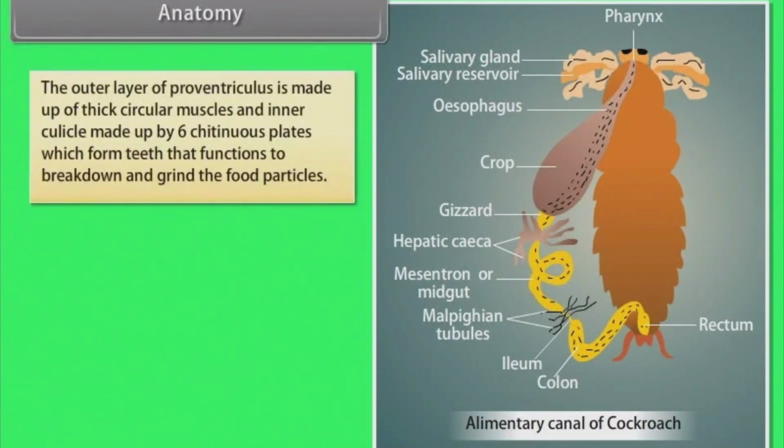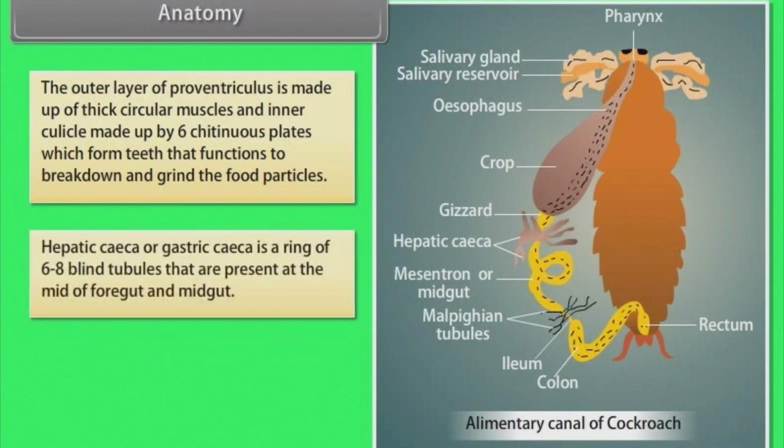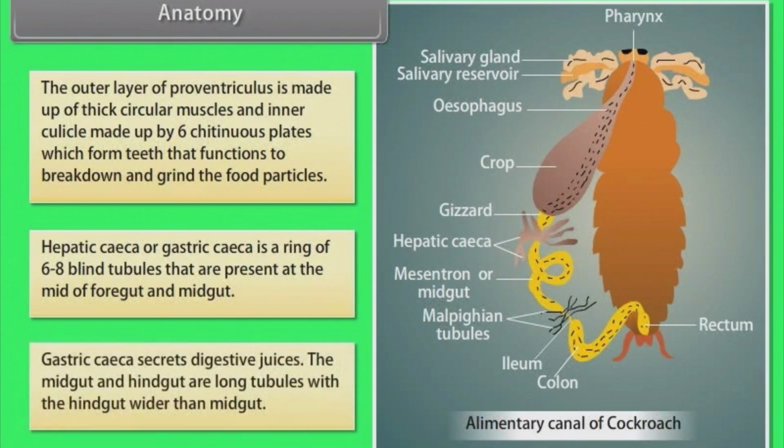The outer layer of the proventriculus is made up of thick circular muscles and an inner cuticle made up of 6 chitinous plates, which form teeth that function to break down and grind the food particles. The hepatic caecae or gastric caecae is a ring of 6 to 8 blind tubules present at the junction of foregut and midgut. The gastric caecae secrete digestive juices.